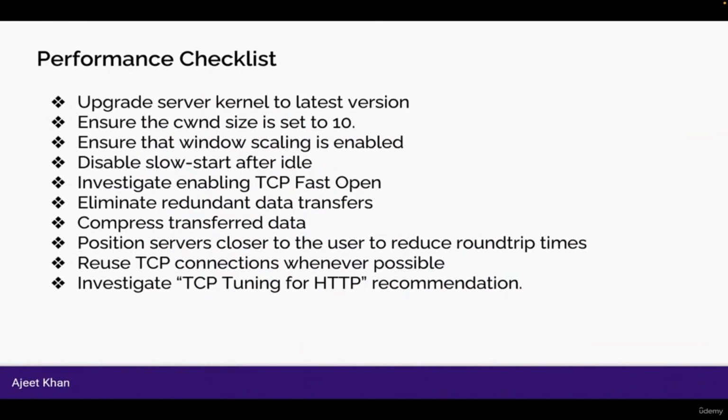So based on this, we have a certain checklist. Studying the above concepts, we have a performance checklist. The checklist is as follows: upgrade server kernel version to the latest version, ensure CWND size is set to 10, ensure that window scaling is enabled, disable slow start after idle, investigate enabling TCP Fast Open, eliminate redundant data transfer, compress transfer data, position server closer to the user to reduce round trip times, reuse TCP connection wherever possible, investigate TCP tuning for HTTP recommendation.